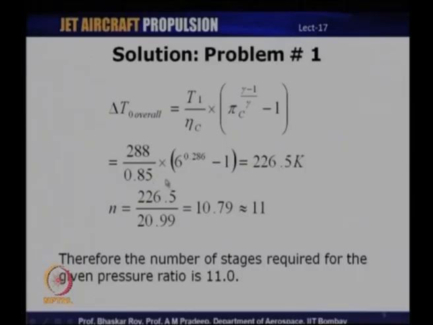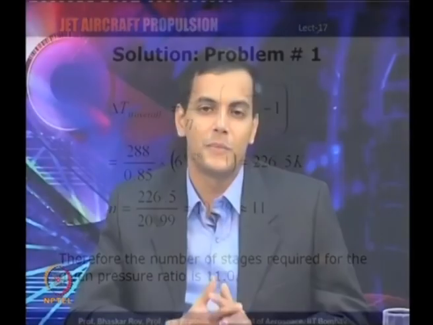Therefore, the number of stages required for generating a pressure ratio of 6 would be the overall temperature rise, delta T naught overall, divided by delta T naught for the stage. So, that is 226.5 divided by 20.99, that is 10.79, which is equal to 11. We have rounded it off to the next higher digit, that is 11, because if you use only 10, obviously you cannot achieve the required pressure ratio of 6. It is normal practice that if you arrive at a fractional number, we round it off to the next higher number, so that we are able to achieve the desired pressure ratio.